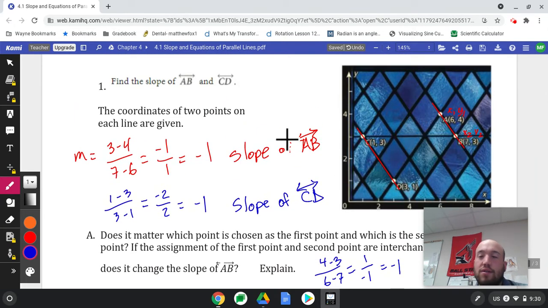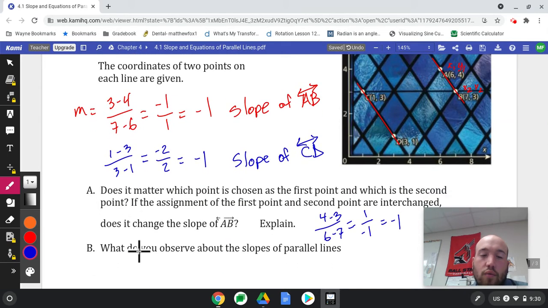What does matter? Do you see how 7 and 3 are paired up here? They also are paired up here on top of each other. 6 and 4 are paired up, 6 and 4 are paired up there. 3 and 1 and 1 and 3, they have to be paired up with their partner above them.